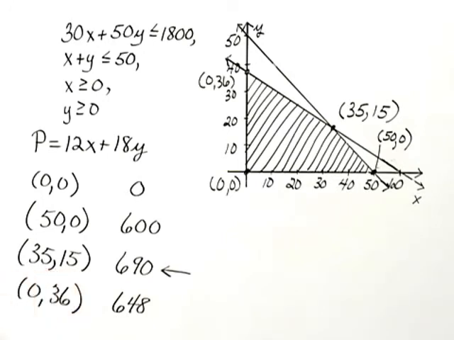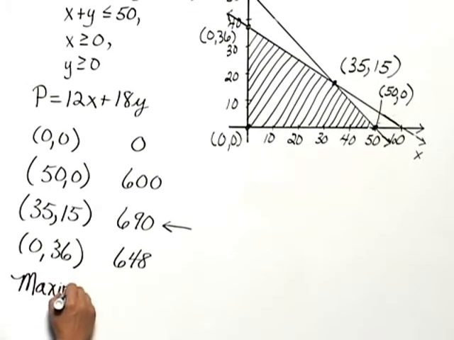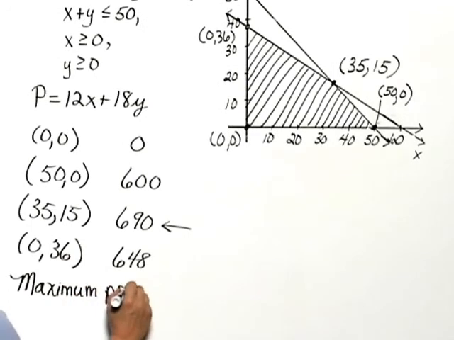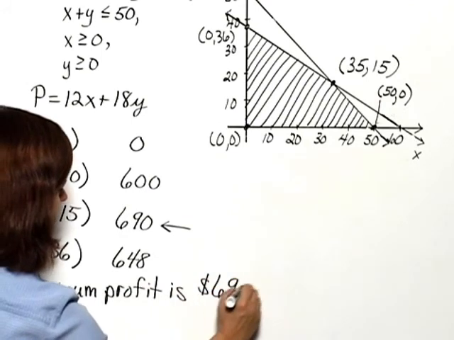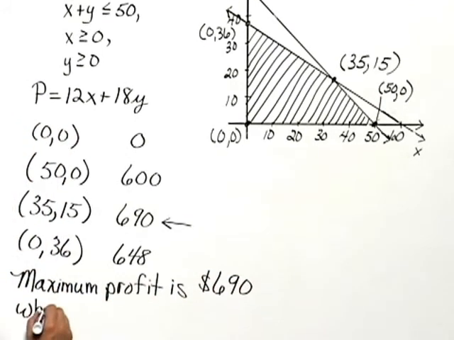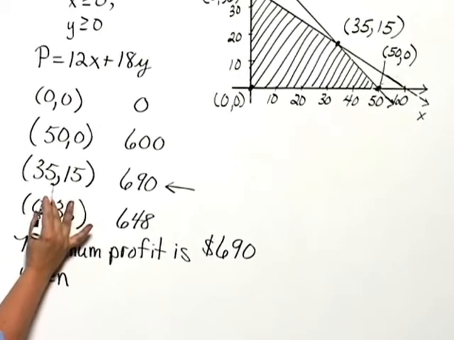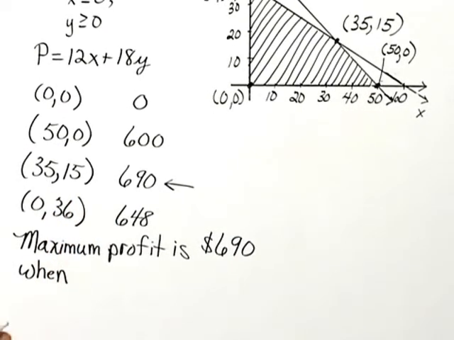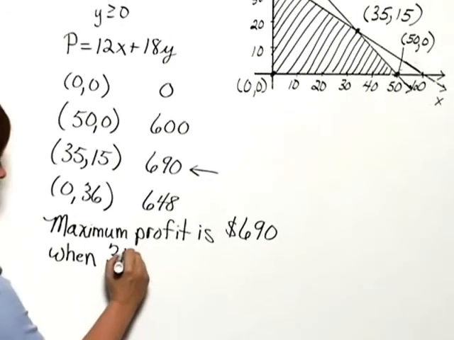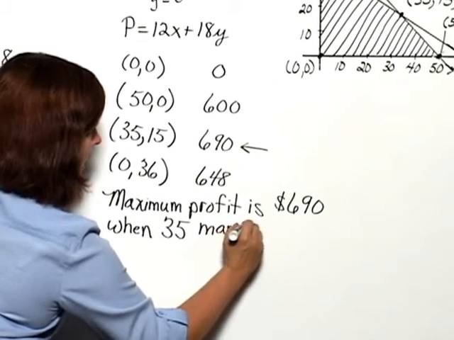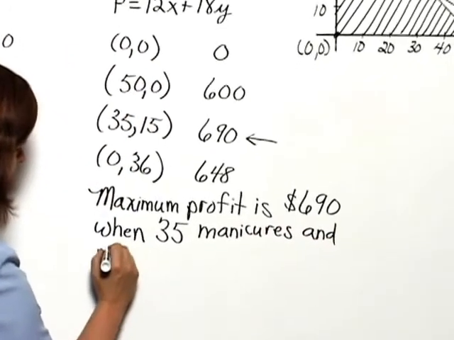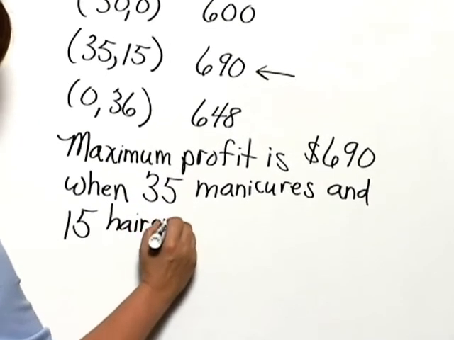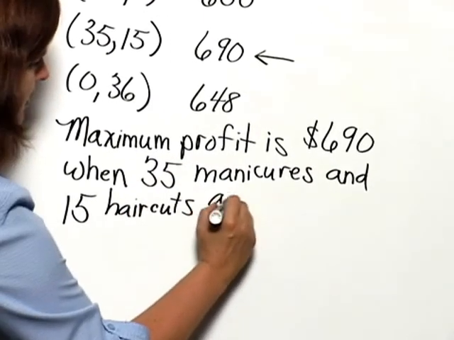to schedule. So we say that the maximum profit that the salon can make is going to be $690 when, now remember 35 is x, and we may have to go back to the beginning to find that we said that x was the number of manicures. So 35 manicures and 15 haircuts are scheduled. That would be how to schedule it in order to maximize the profit.